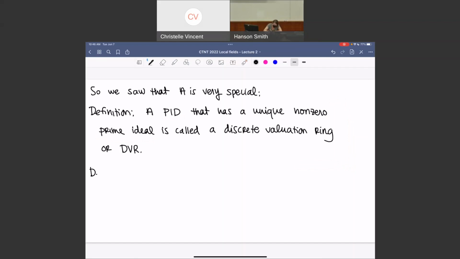Okay, and so pi is also special. We call any element pi with valuation of pi equal to 1 a uniformizer.